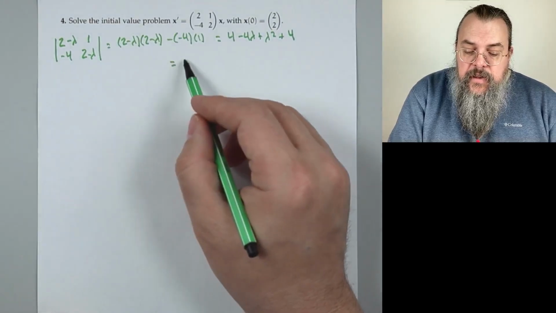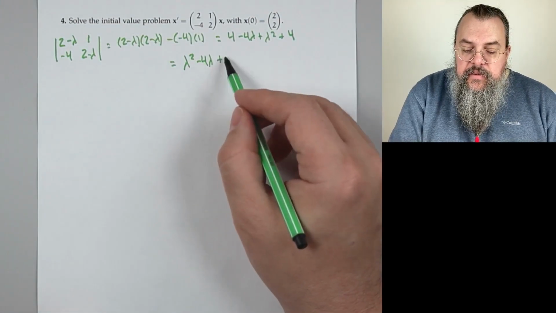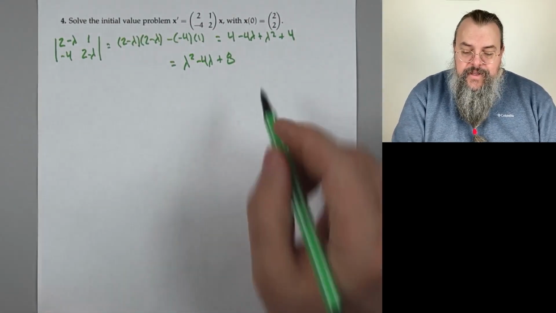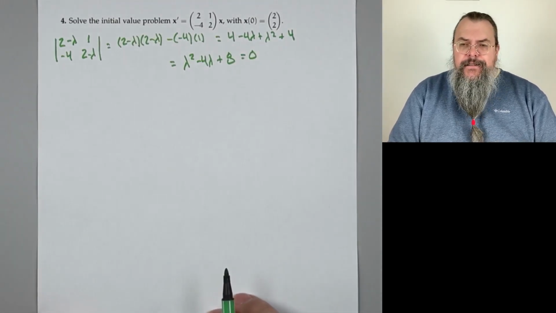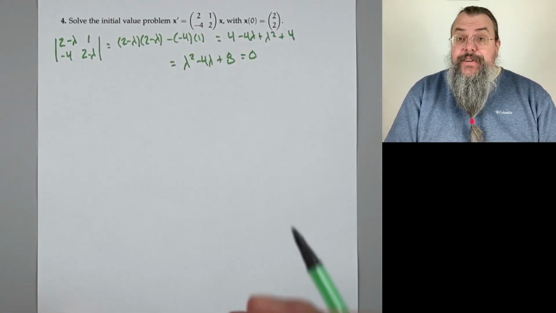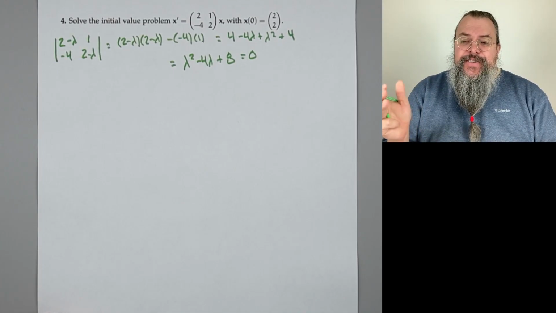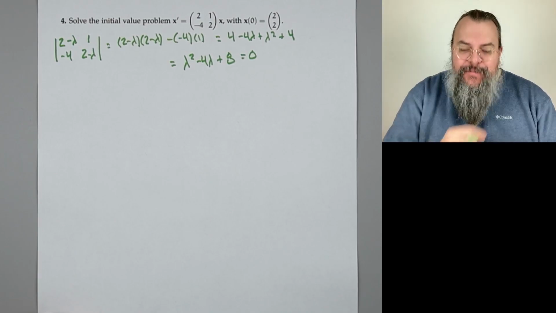So this is lambda squared minus 4 lambda plus 8. Now, we have to set that equal to 0. Does that factor? I don't see it. Doesn't mean it doesn't. It just means I don't see it. There's a difference between I don't see it and it doesn't, right? Because sometimes you're like, dang it, I missed something.